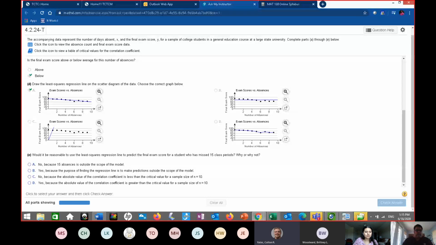I'm going to say A. And what does our graph go to? 10. So 15 is outside the scope of 10. So you're looking for outside of 10, which should be C or D, it looks like. Oh, okay, it could be A. No, it's not D and it's not B. So I would say it looks like A.